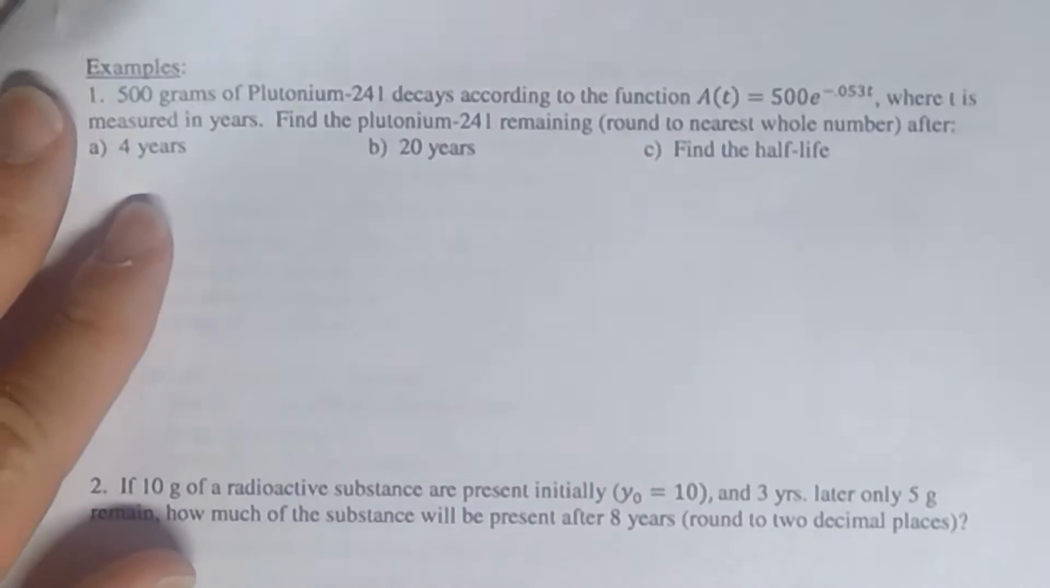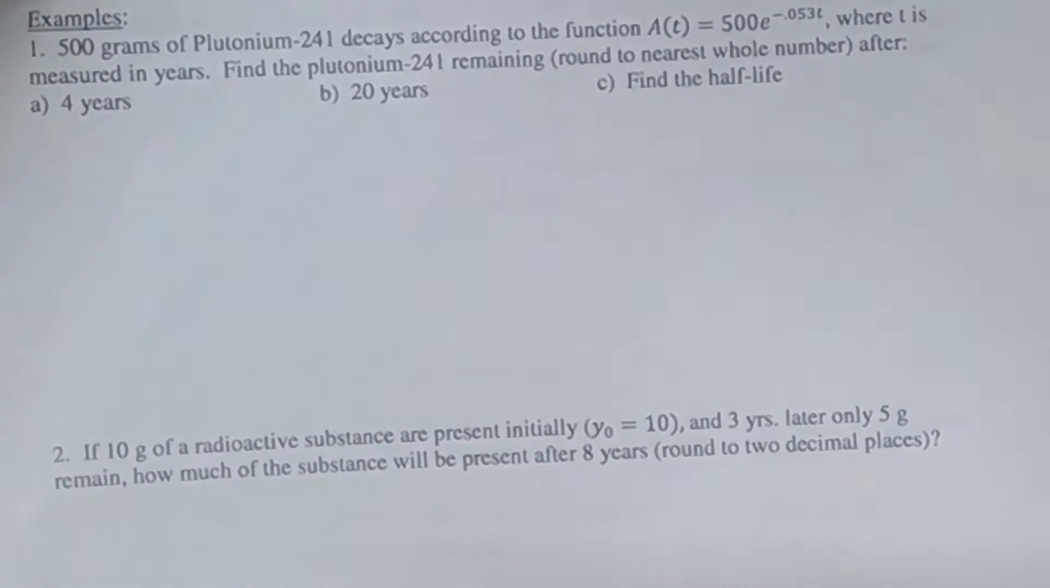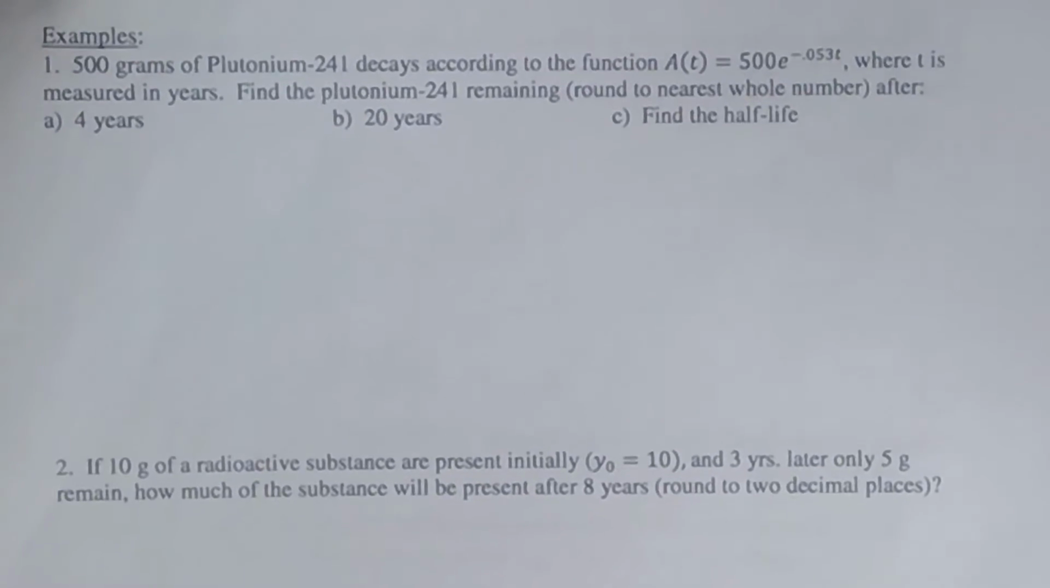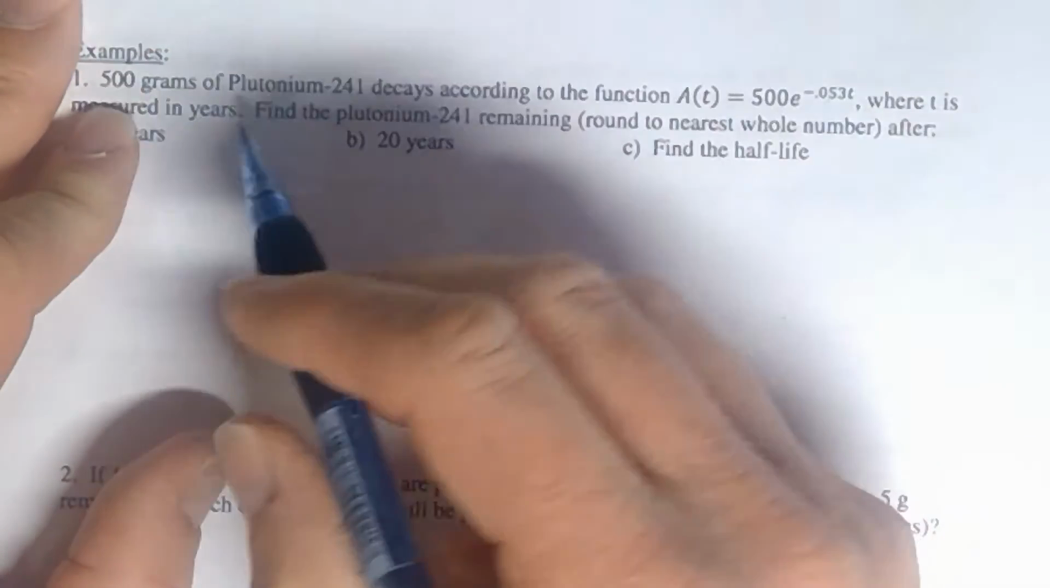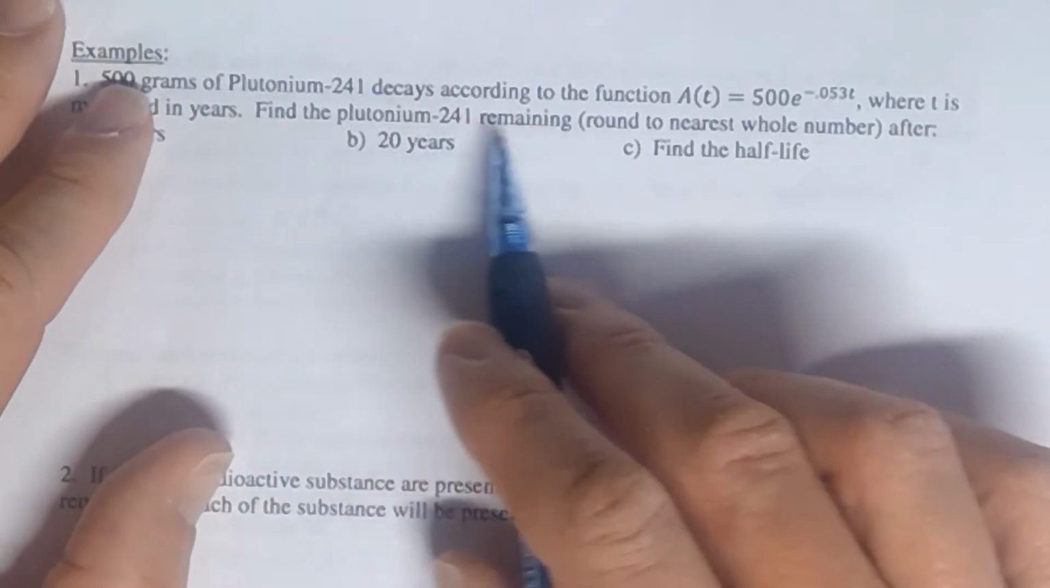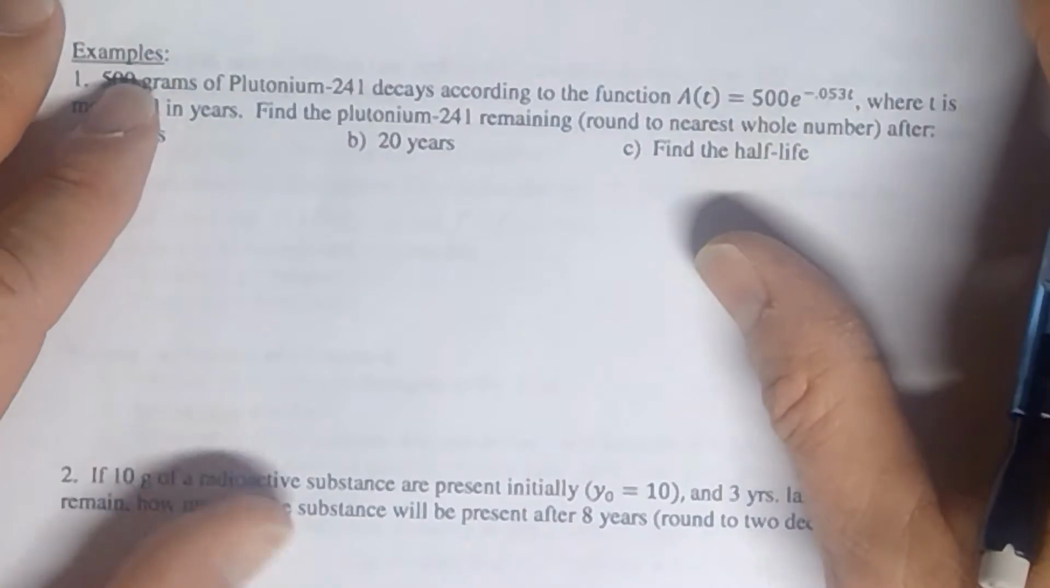So those are the things that are radioactive substances or other substances like carbon-14, and then also populations. Those are the types of things that are going to be equal to y. Now, it says here 500 grams of plutonium-241 decays, so it's going to be a decay problem, according to this function. Let's stop right there.